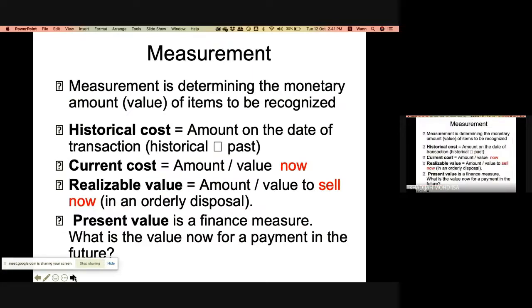How to measure? You're talking about measuring your assets, liabilities, revenue, and expenses. We use the monetary value. Historical cost is the amount at the date of the transaction. This is the past. Current cost is the value now. Realizable value means that if I were to sell the asset, how much can I sell it for? How much are people willing to pay for the asset? So that is your realizable value.